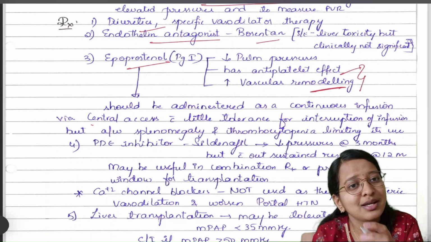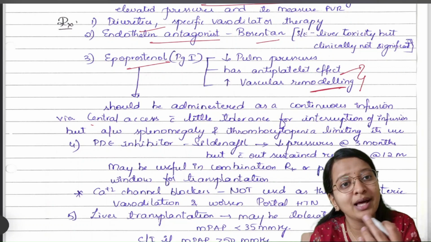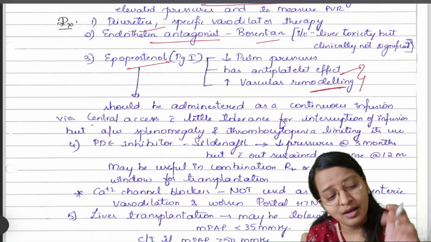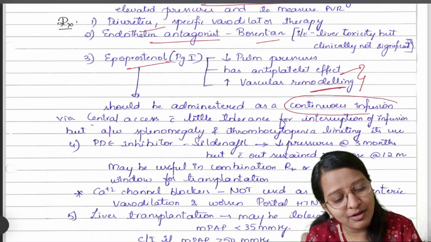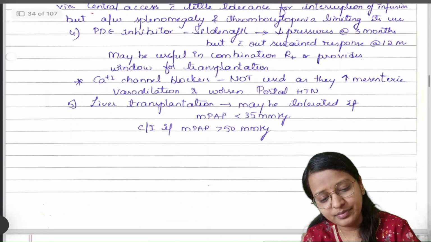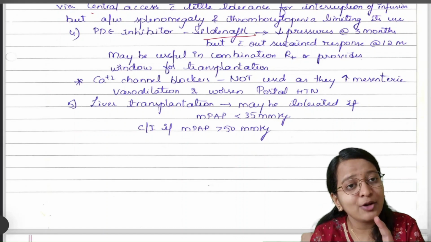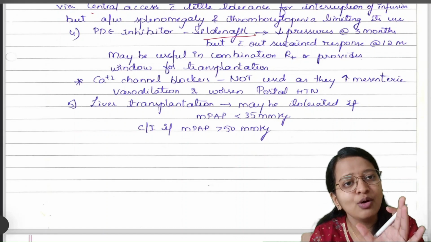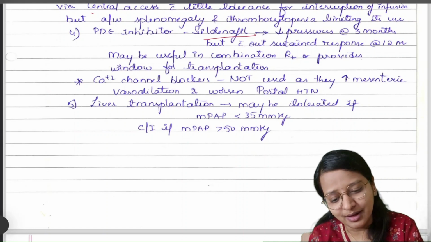In liver cirrhosis, there are obviously decreased platelets. Again, if we give epoprostenol, that might have an effect on platelets, right? So it limits its use generally. But if we want to use it, it has to be used as a continuous infusion and interruptions have to be decreased. Coming to PDE inhibitors, sildenafil cannot be used for long term. It acts just like a window before the liver transplantation has been done.